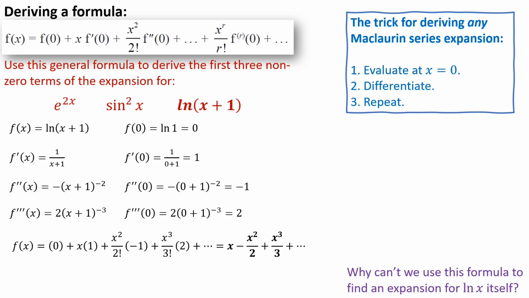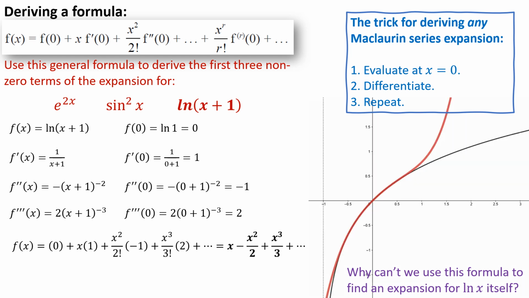It's worth asking the question, why did we go with ln of x plus 1 rather than just ln of x? Well, a nice way to think of it is to look at the graph. I've sketched here in black the graph of ln of x plus 1. It's the ln x graph translated to the left by 1 place.